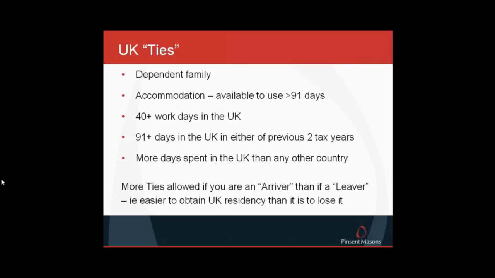Now, the number of ties you can have against the number of days you can spend in the UK differ depending on whether you are an arriver or a leaver. And the essence of that is it's easier to obtain UK residency than it is to lose it. Now, you're an arriver if you haven't been resident in the UK in any of the three previous tax years. Tax years run from 6th of April through to the 5th of April. You're a leaver if you have been resident in any one or more of those tax years.